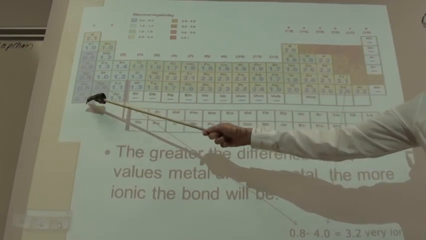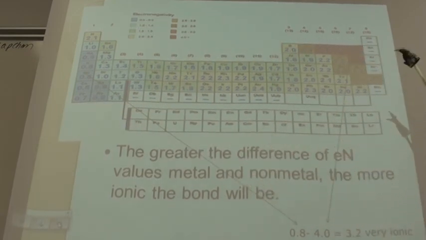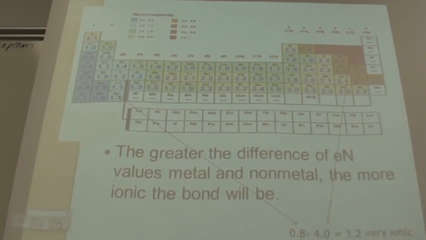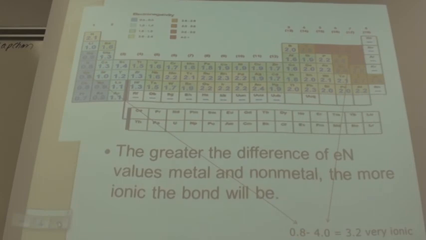Fluorine and francium have the greatest difference in electronegativity. That means their bond together will be very, very ionic. They are very much attracted to each other. Francium really wants to get rid of that electron, and fluorine really wants it.